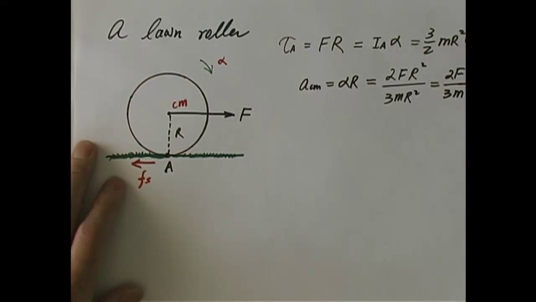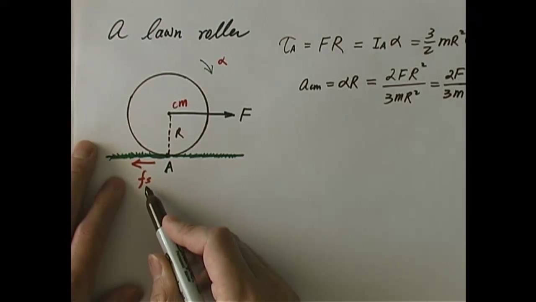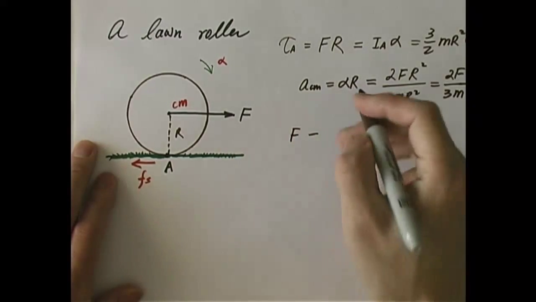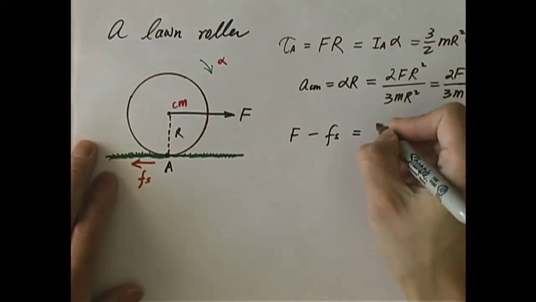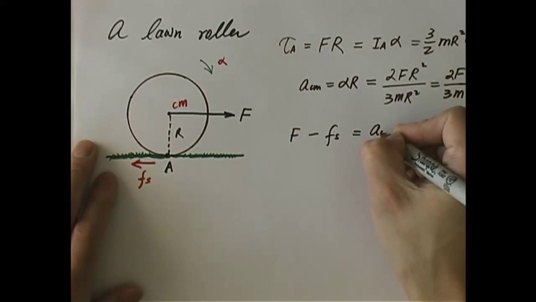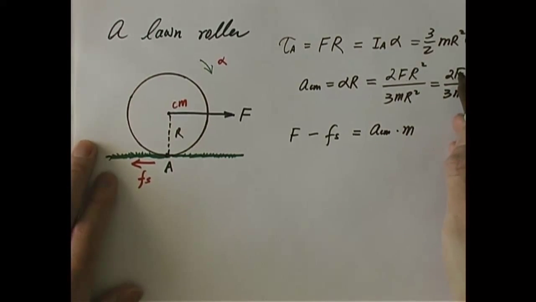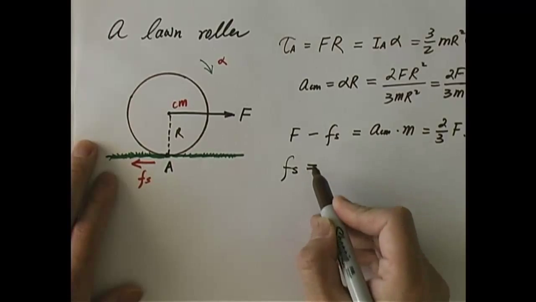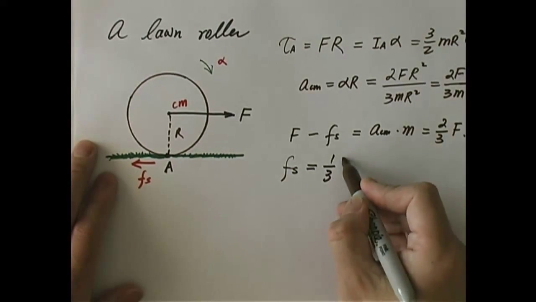That's less than F over M. F over M would be equal to ACM if there were no friction, but there is friction. At this point, we're ready to find the force of friction if we need to. You see, you have F going forward minus Fs going backward. Isn't that equal to ACM times the mass? That's the ACM right here, 2F over 3M. You multiply by M, don't you get 2/3 F? That's less than F because there's an Fs. So immediately you find Fs to be equal to 1/3 of the pulling force.